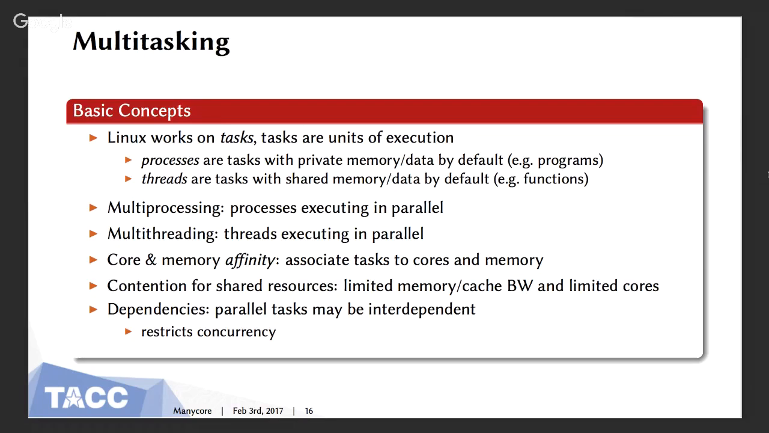There's contention for these shared resources. Like I mentioned, you've got limited memory, you've got limited cache and bandwidth out to these data storage areas on your processor. And you also have a limited number of physical cores. You can imagine just launching 1,000 tasks on a processor that only has 8 cores. Well, it's not going to go very well because each task is going to have to wait for access to that core.